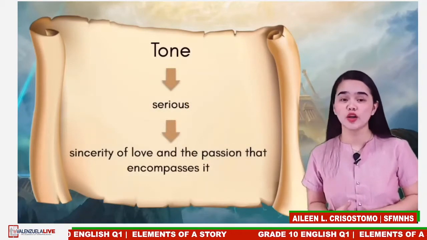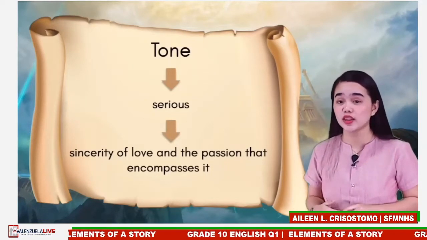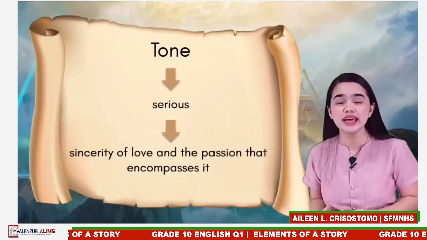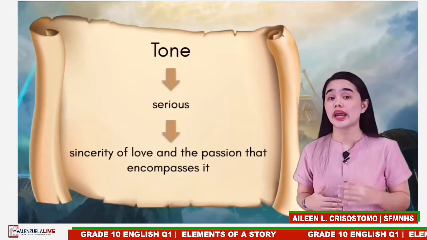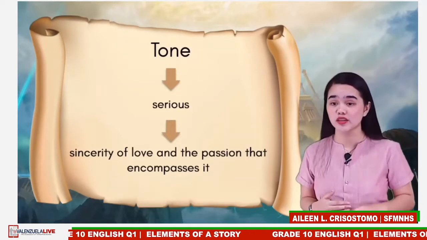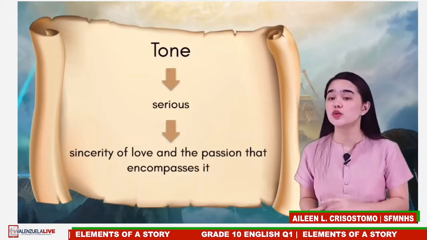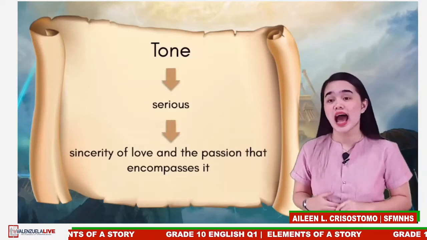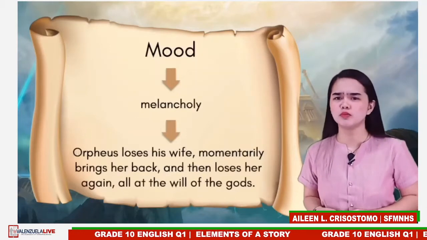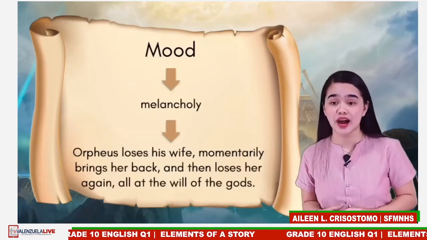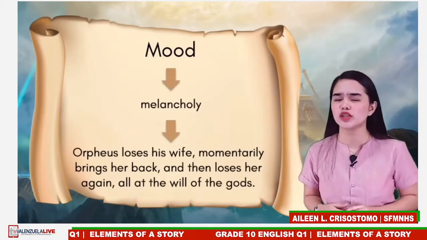The tone of the story of Orpheus is serious. It focuses on the sincerity of love and the passion that encompasses it, making the literature serious. Because of its serious tone, the readers are able to see the author's approach to the parts of the story much clearer. The author sets the tone of the story through a gloomy and resigned Orpheus after he lost Eurydice the second time around. What about the mood? What certain feelings or vibes did the story evoke to you? The tale of these two lovers is somewhat tragic.